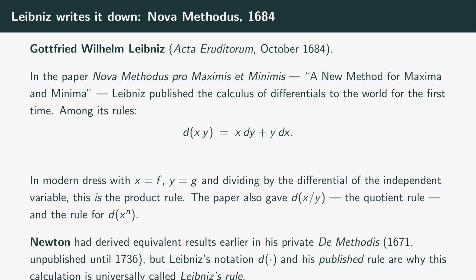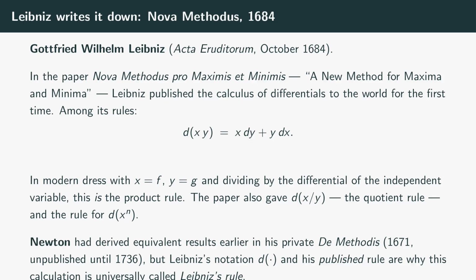A short history note. The product rule, in essentially the form we just proved, made its public debut in October 1684 in a paper Leibniz wrote for the journal Acta Eruditorum in Leipzig. The paper is called Nova Methodus pro maximis et minimis, a new method for maxima and minima, and it is the first public document in the history of calculus. 6 pages. In it, Leibniz introduced the denotation for differentials and listed the basic rules of his new calculus.